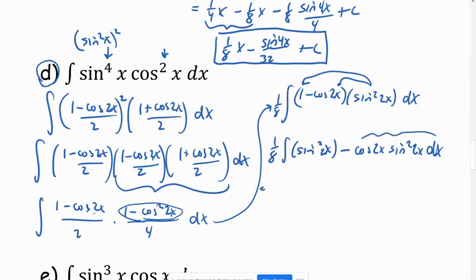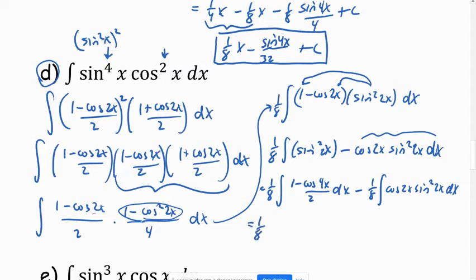And so now we have 1/8 integral sine squared 2x. I'm going to write as (1 minus cosine of 4x) over 2. And then minus 1/8 the integral of cosine 2x sine squared 2x dx. Okay, and then this one I'm ready to evaluate.